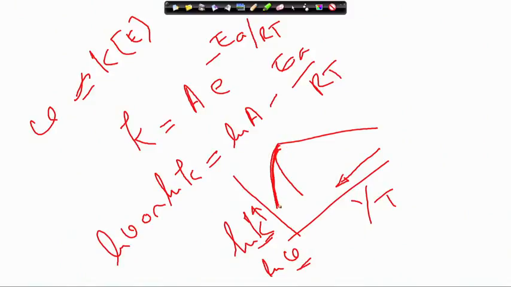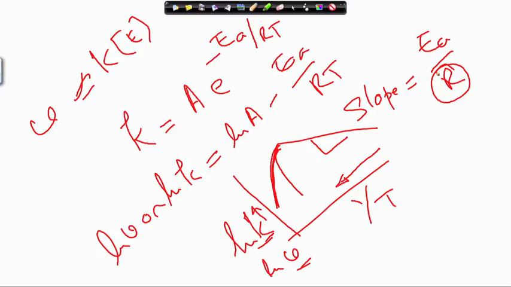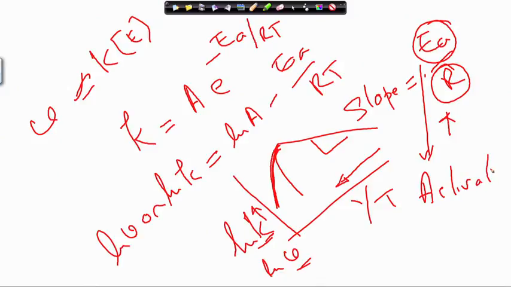Now, here if you take a slope, what will the slope be? The slope will be equal to E A by R. Am I right? R is the gas constant. Now, if you put in the value of R, you can easily find out the E A value. What is the E A value? E A is what is called the activation energy. Okay.